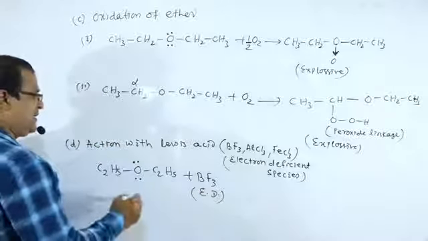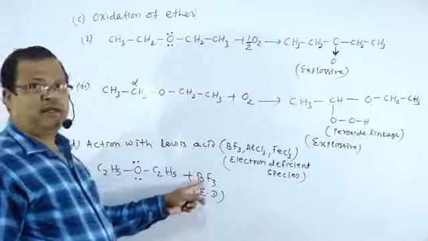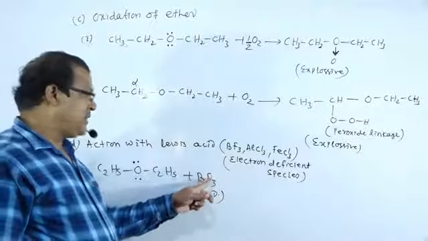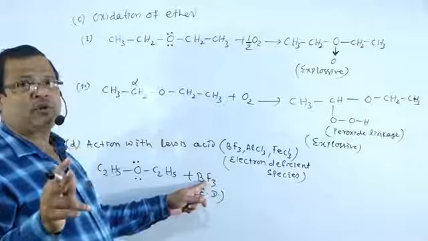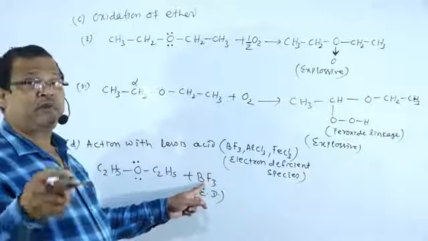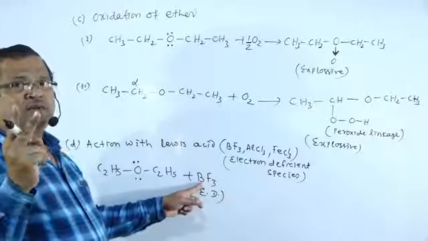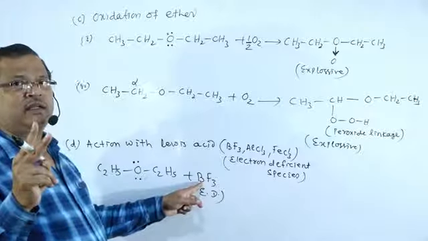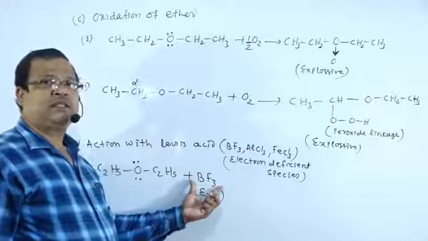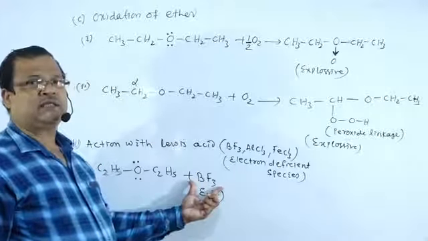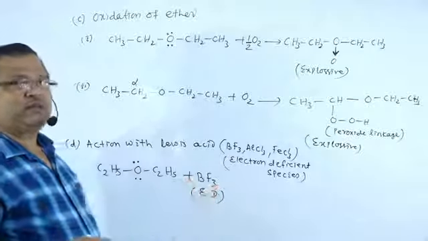Electron deficient because boron's outermost shell contains 3 electrons and there is the formation of 3 bonds with 3 fluorine, which means the total number of electrons around the boron atom, even after the formation of bonds, is 6, not 8. So it is short of 2 electrons from the octet. Therefore this is treated as an electron deficient species, or a Lewis acid. It has the ability to accept a pair of electrons from any other species.